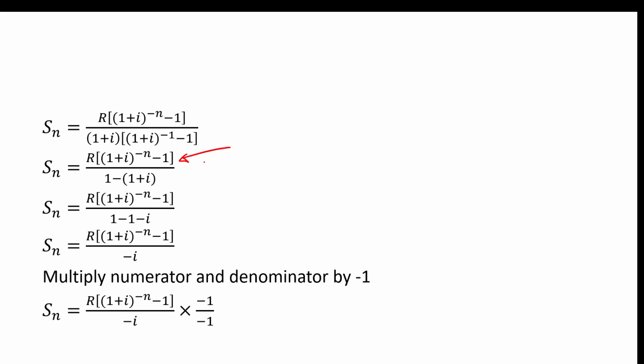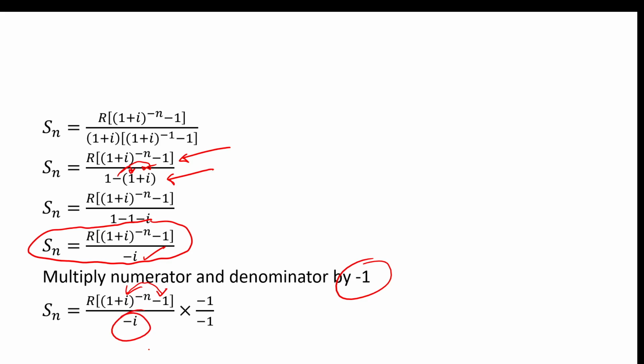Our numerator had been established a moment ago. Our denominator is 1 minus the quantity 1 plus I. Distributing that minus sign in, we get 1 minus 1 minus I, which ends up being negative I. We can leave the formula like this if we want, but a lot of times you'll see people multiply numerator and denominator both by negative 1. Multiplying numerator and denominator both by negative 1 has the effect of switching the order of these two terms and leaving a minus sign in the middle, as well as making that denominator positive.